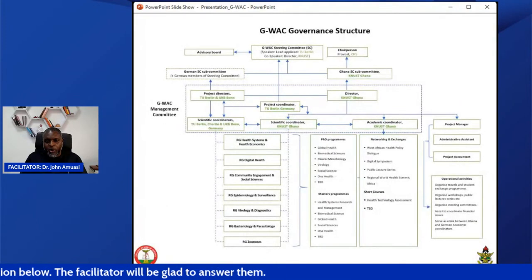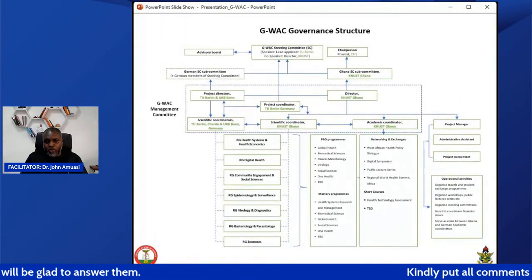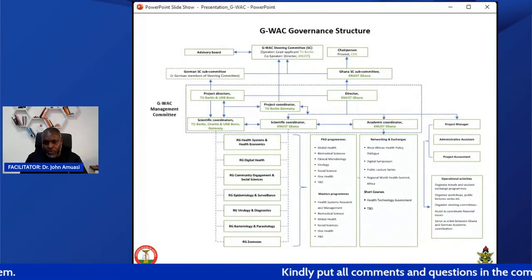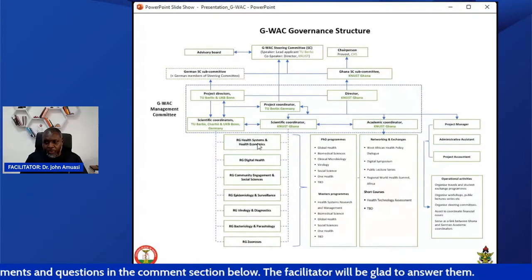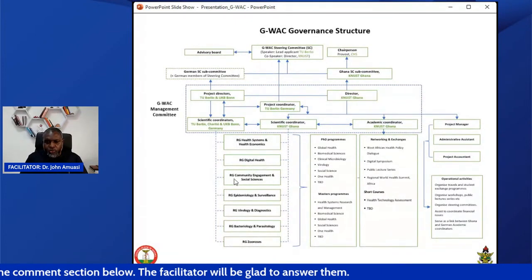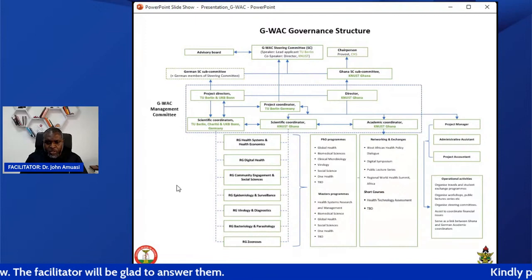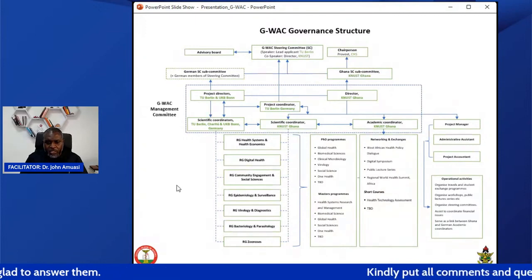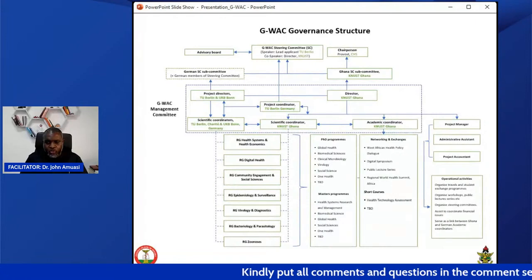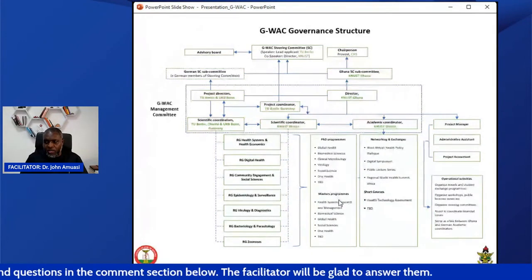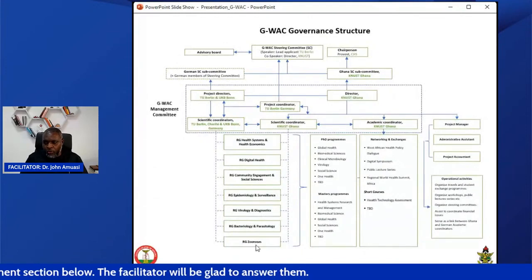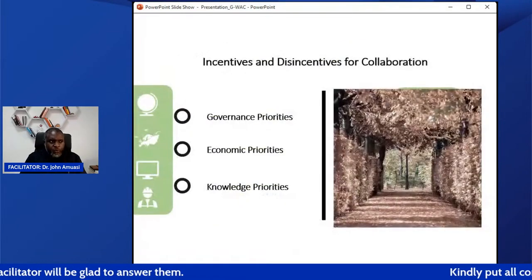This just gives you an idea of the governance structure of G-WAC, perhaps something not to bother so much about. And I would encourage you to focus more on this part, which I'm circling, which is the research groups that we have in G-WAC: the health systems and health economics, the digital health, the community engagement and social sciences, epidemiology and surveillance, the virology and diagnostics, the bacteriology and parasitology, and then the zoonosis groups. And the idea is that these are all closely interlinked in the PhD programs and the master's programs, and also in the network and exchanges. So this is just to show you the real breadth and depth that we have as G-WAC.